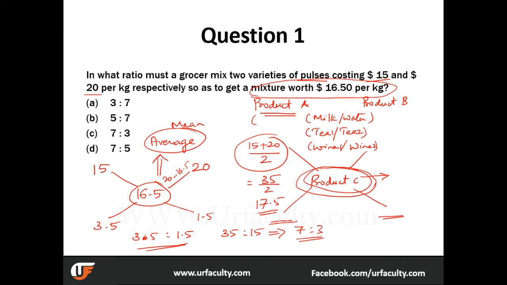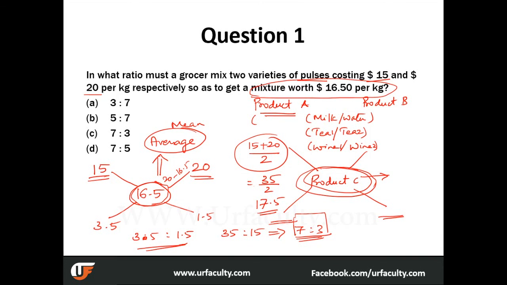So what you need to try to understand here is, this is the basic concept that you need to understand. This is just like your average. You know that this is the mean. Now you don't know the ratio in which they are being mixed. So it just means that if 7 parts of this product of value 15 is mixed, then 3 parts of a product of 20 is being mixed. So that is what this value means.